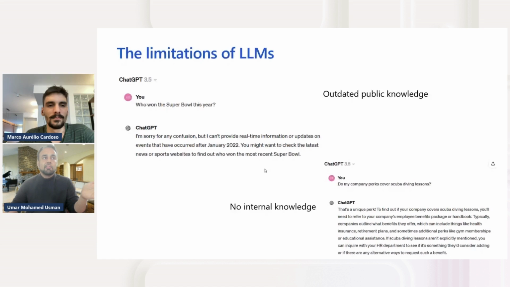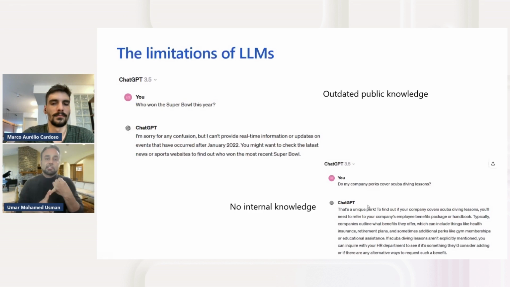I even asked a simple question, who won the Super Bowl this year, being 2024? And it said, no, I cannot answer this question because my knowledge is cut off as of end of 2021. So I have no knowledge after January 2022. Another common limitation is if you ask an LLM, hey, do my company perks cover scuba diving lessons? Does my insurance plan cover glasses this year? If you ask such questions which are very specific to your company, the LLMs will not have knowledge about this. There's no internal knowledge. So those are the key limitations of LLMs.